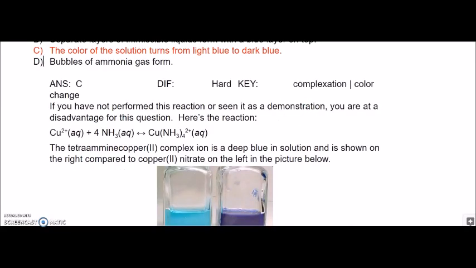Well, the answer is C. The color of the solution turns from a light blue to a dark blue. So I'm not sure if you've seen this chemical reaction before, but here goes. You have a copper ion plus 4 ammonias is going to make this tetraamine copper 2 complex. So it's going to cause the equilibrium to shift to form this copper amine complex. So if it goes from the light blue to the dark blue, it's a little bit of Le Chatelier's principle here. Well, let's look at number 3.